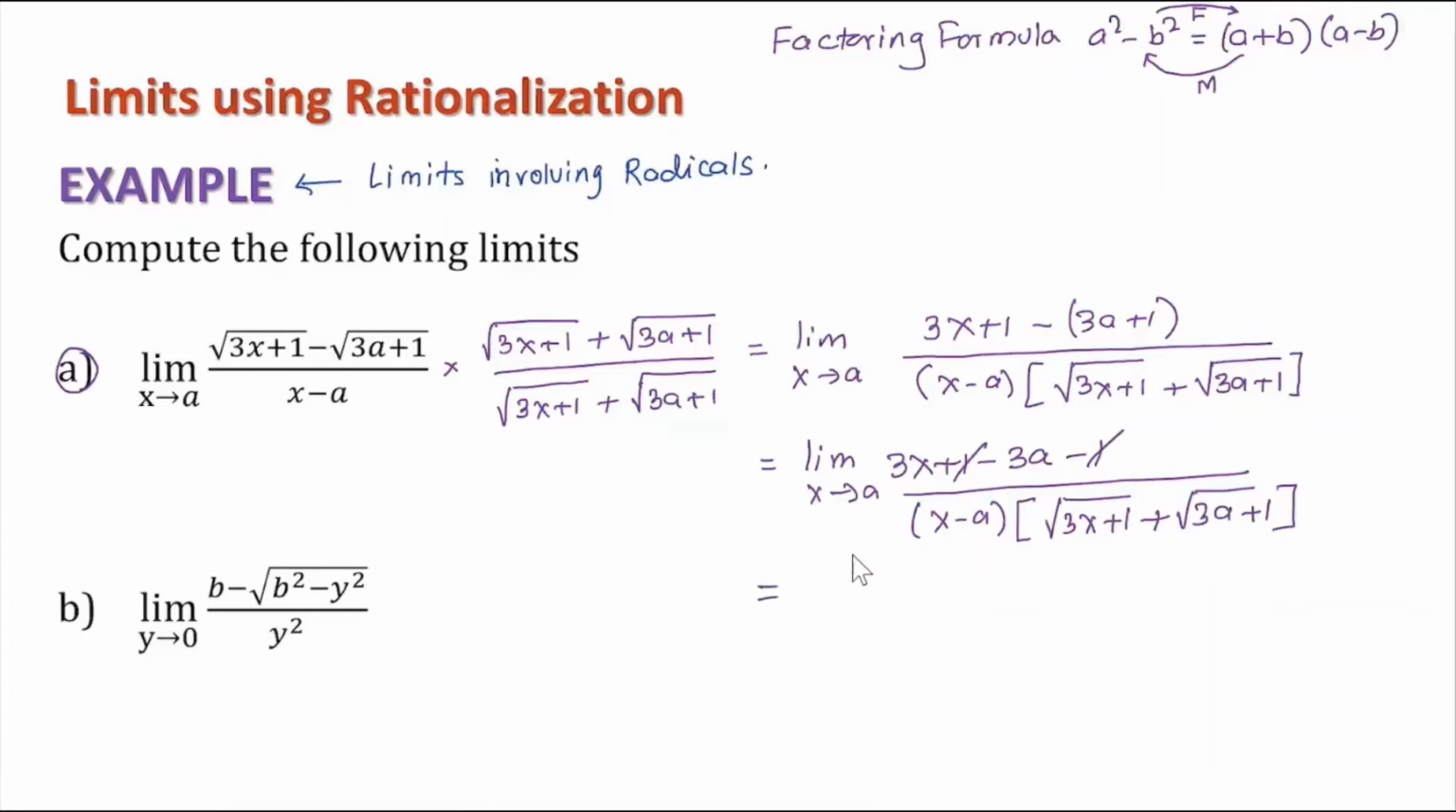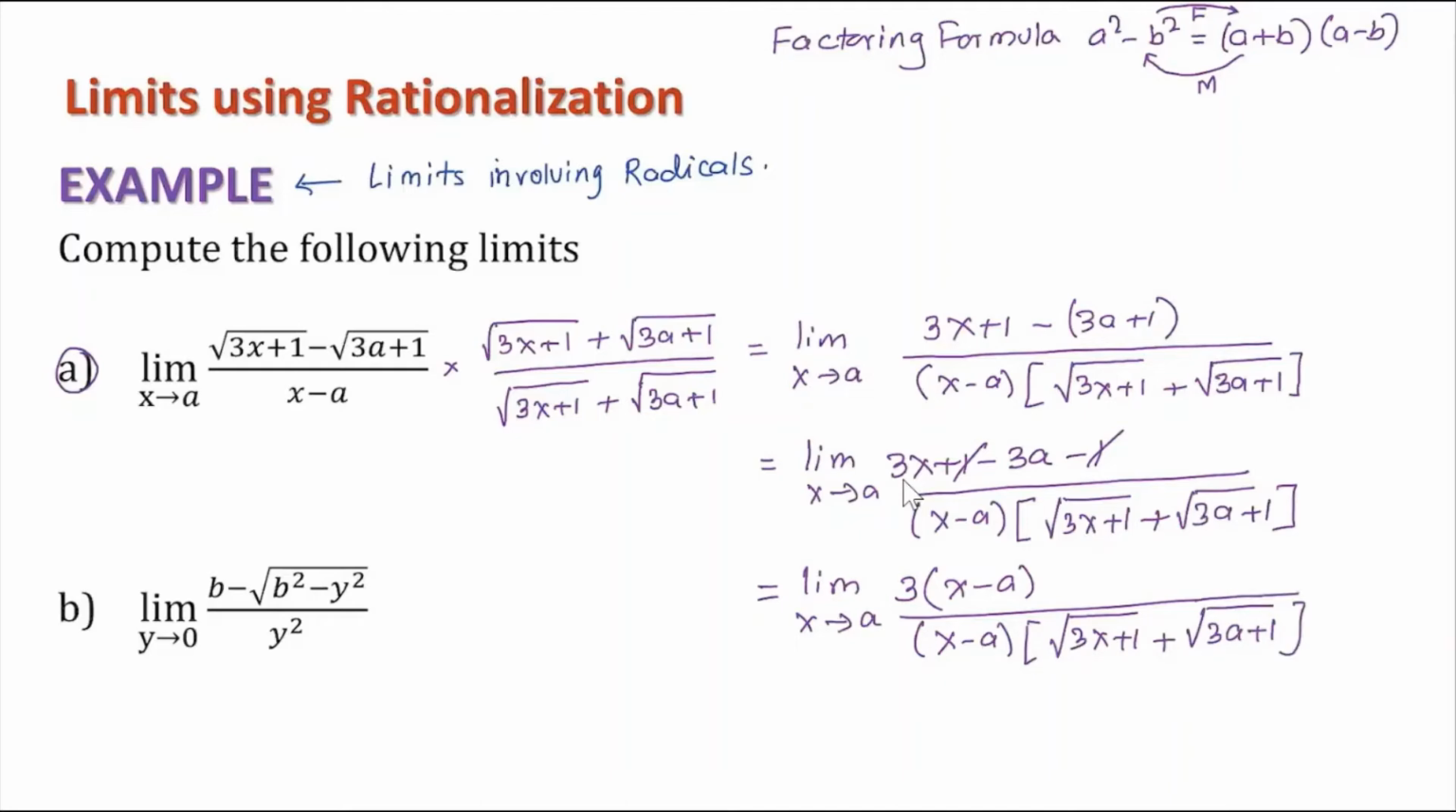Now, let's see, we get the limit as x approaches a. Now in the numerator, you have 3x minus 3a. When you have 3x minus 3a, 3 is a common factor. If you factor that 3 out, you get 3 times x minus a in the numerator, divided by, in the denominator, x minus a multiplied to the square root of 3x plus 1 plus the square root of 3a plus 1. When you come to this step, you can see that in the numerator you have x minus a, in the denominator you have x minus a. So you can cancel this.